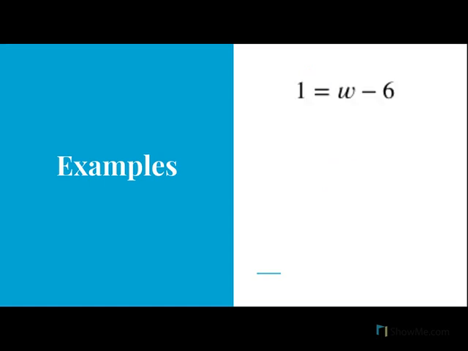Another example here, again, we're trying to solve for our variable. So where is our variable? Well, w is our variable in this case. So I need to get that by itself. So I want to get rid of everything that's not a w from that side.